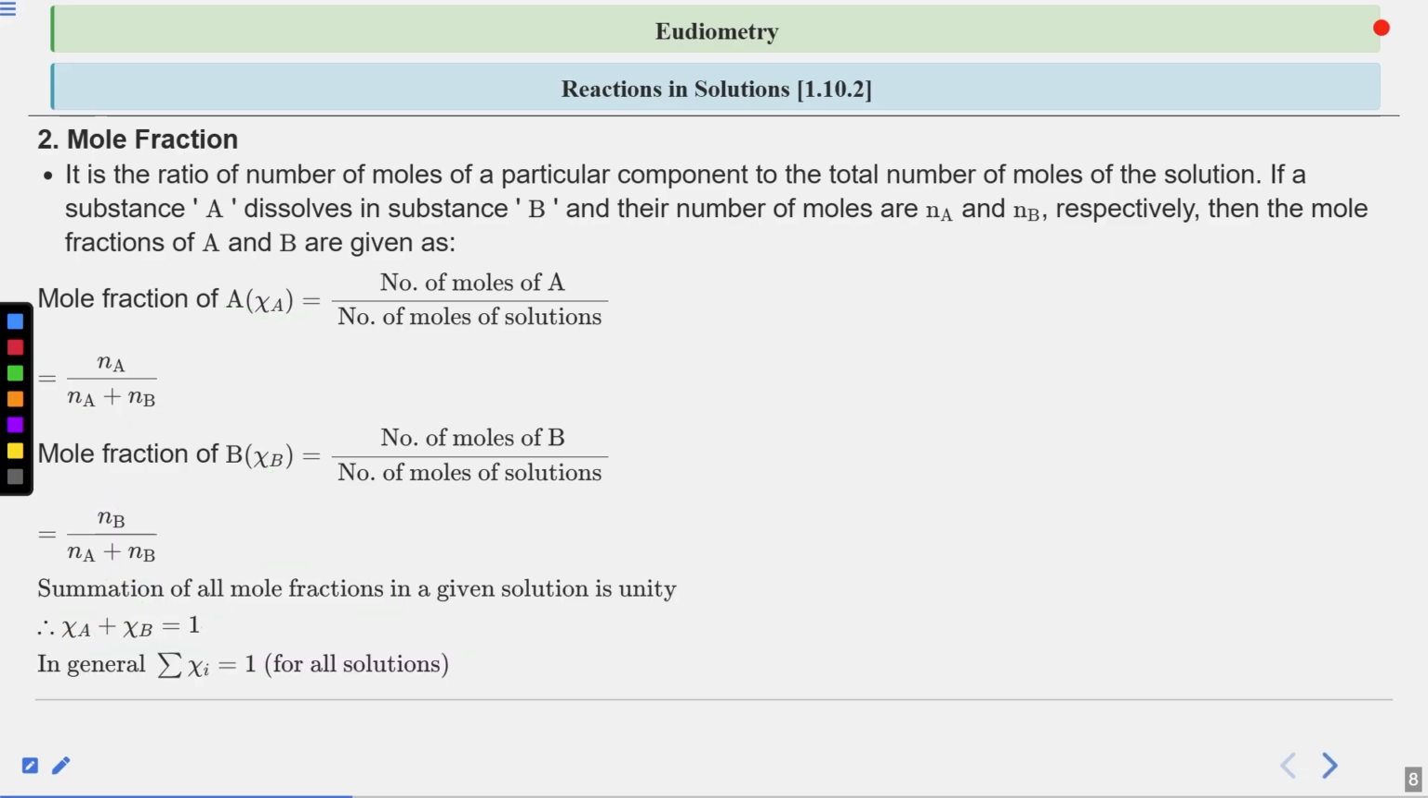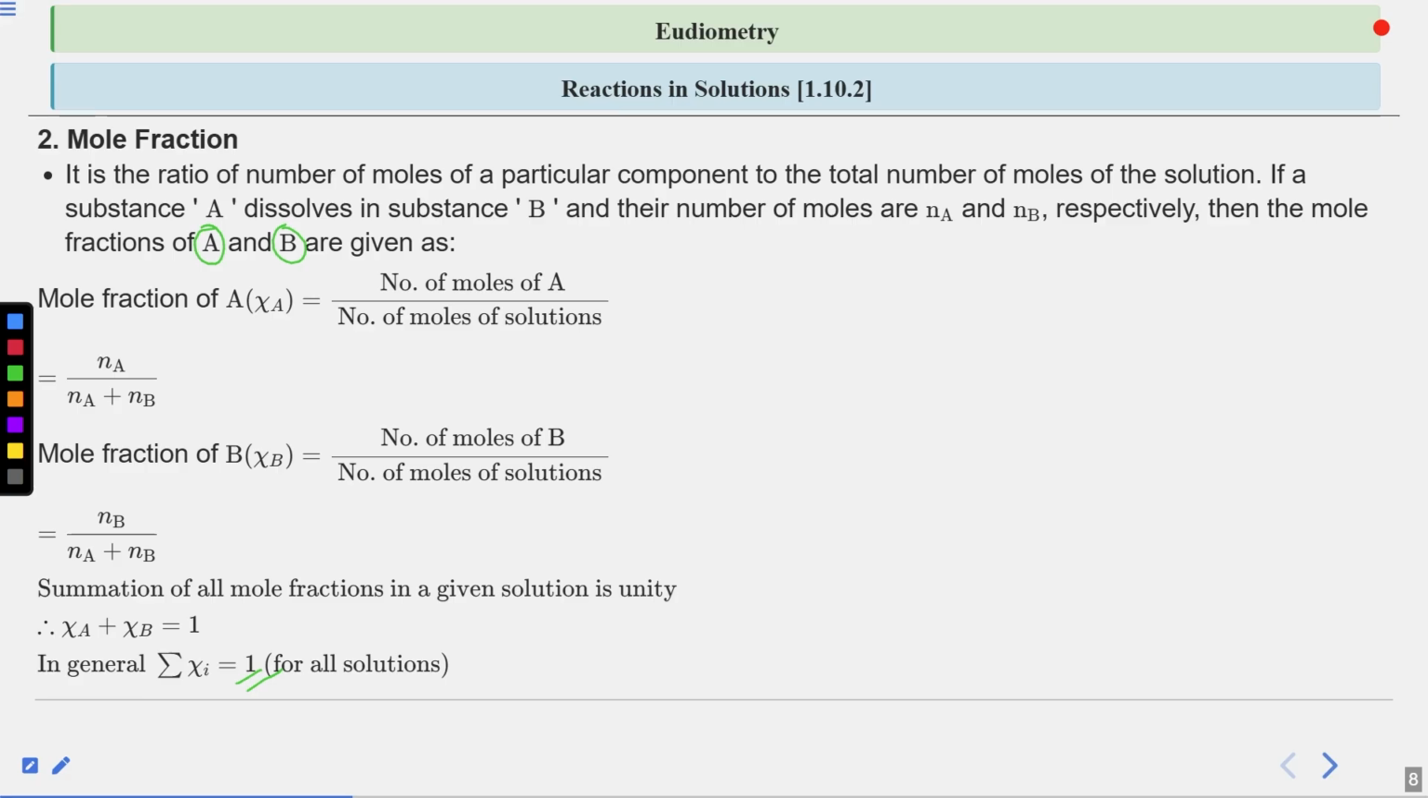Now, suppose we have a multi-component system. What is a multi-component system? The solution which we have dealt with so far was a binary solution. Two components were there, A and B. Now, suppose we have more than two components, A, B, C, D, E. Then in that case, if you add the mole fraction of each and every component, you will get 1. Remember this: you have to add the mole fraction of each and every component.